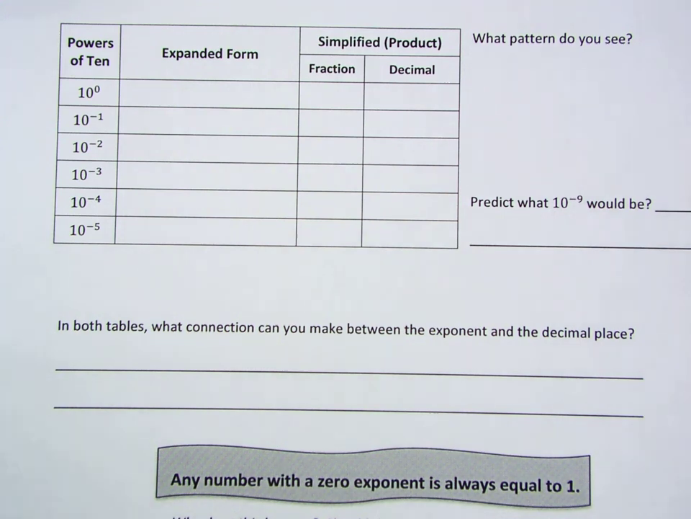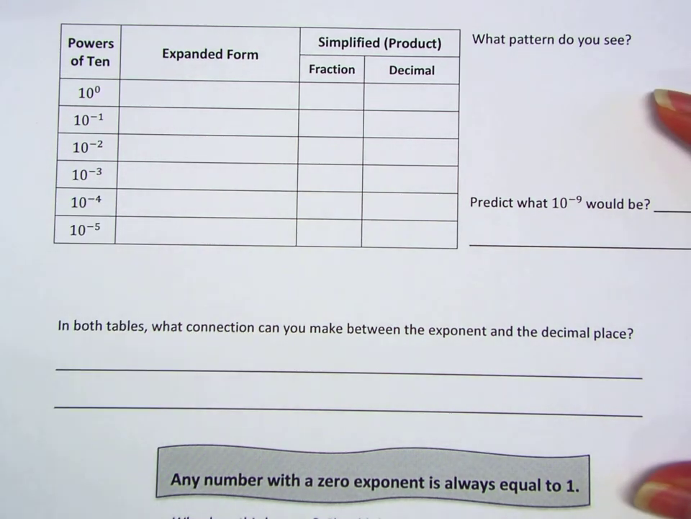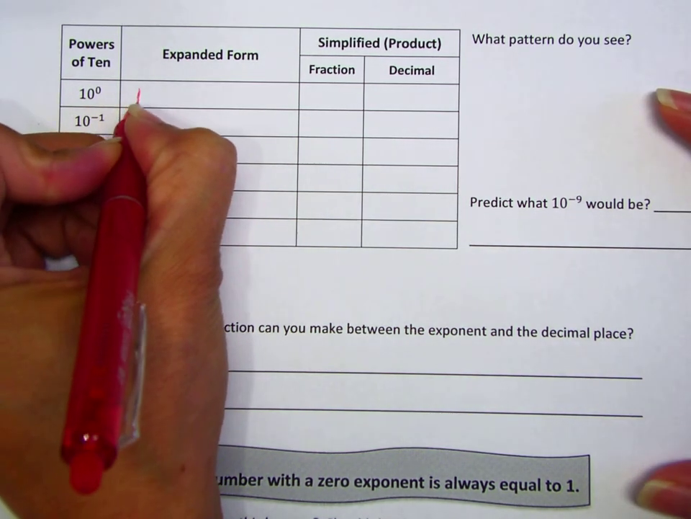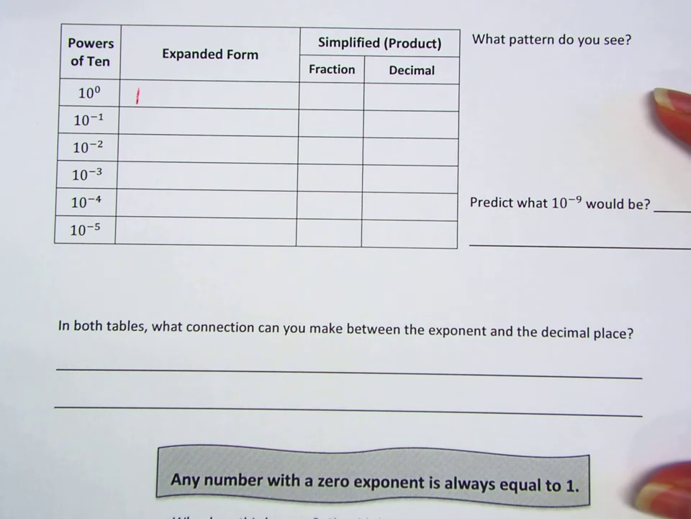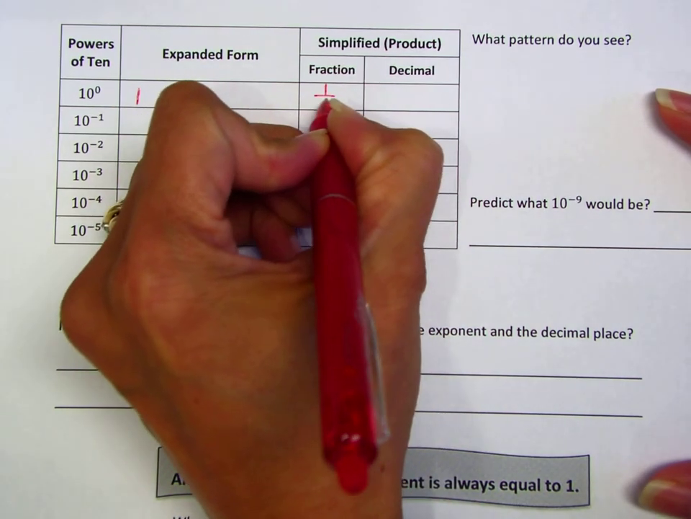So let's talk about the powers of 10 with the negative exponents. Like we did with the positive exponents, we need to write the expanded form. And one of the things that you need to realize about negative exponents is they are the inverse of a positive exponent. So we already know that 10 to the 0 power is 1. And again, we will talk about that in a little bit.